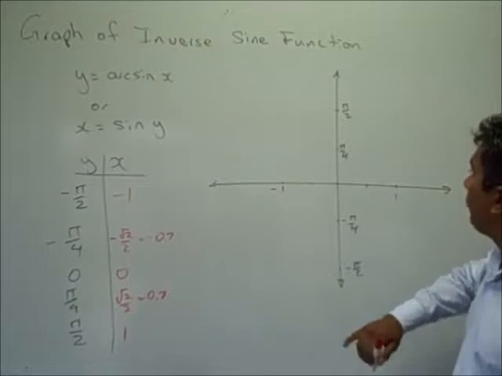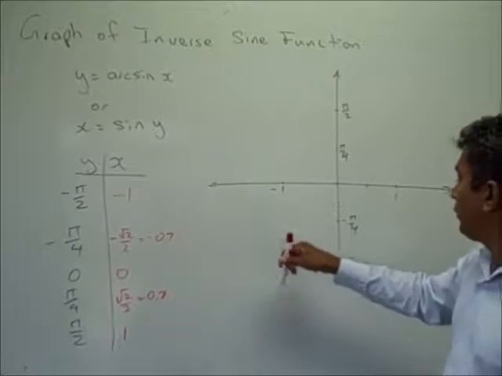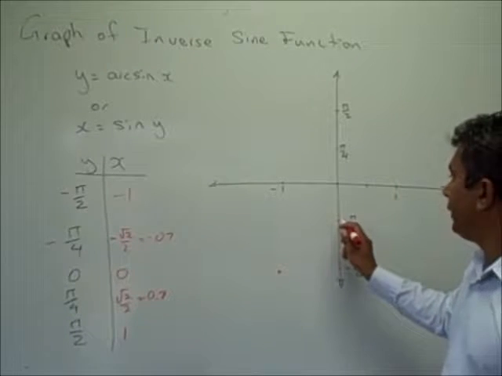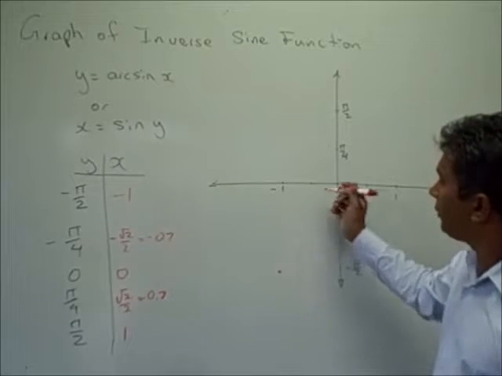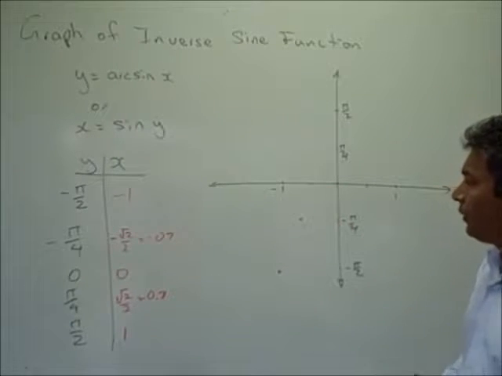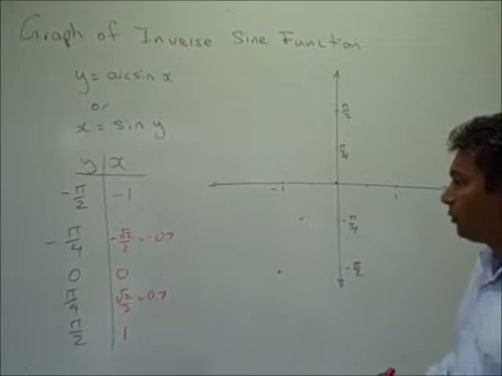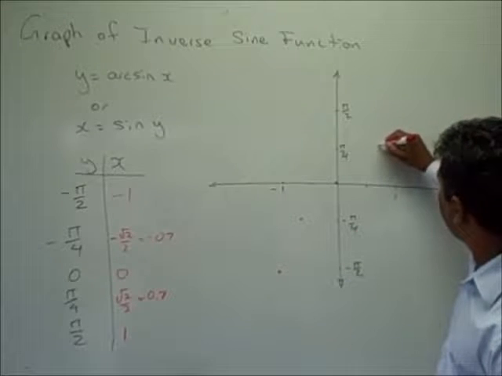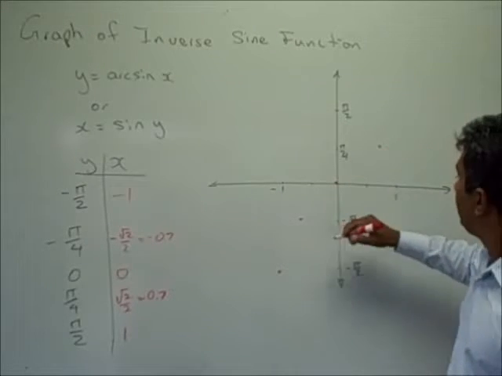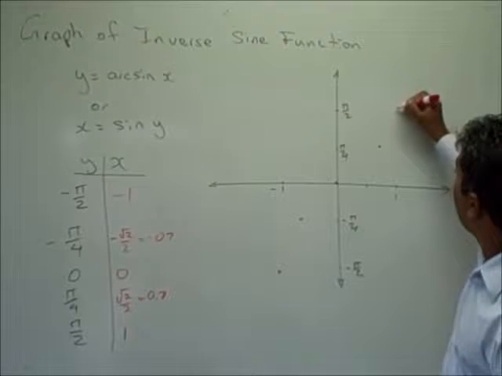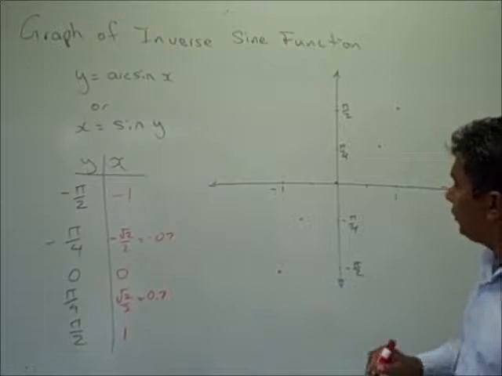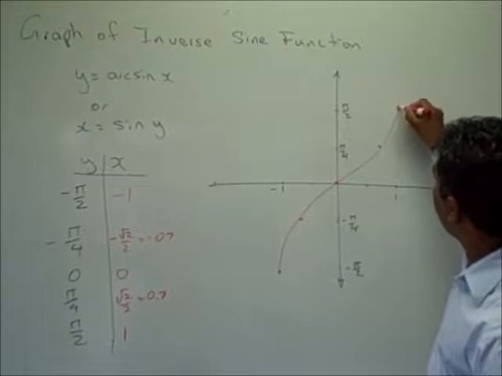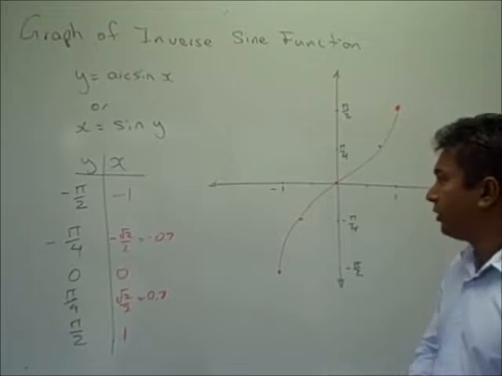So we know when it's negative pi over 2, we have a negative 1. When it's negative pi over 4, it's negative 0.7, so approximately a little more than negative 1/2. When it's 0, it's 0. When it's pi over 4, we have 0.7. And when it's pi over 2, we have 1. So by plotting our points, we have the graph of our inverse sine function.